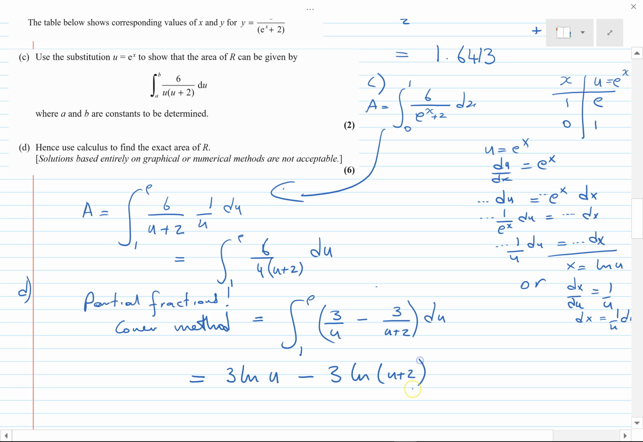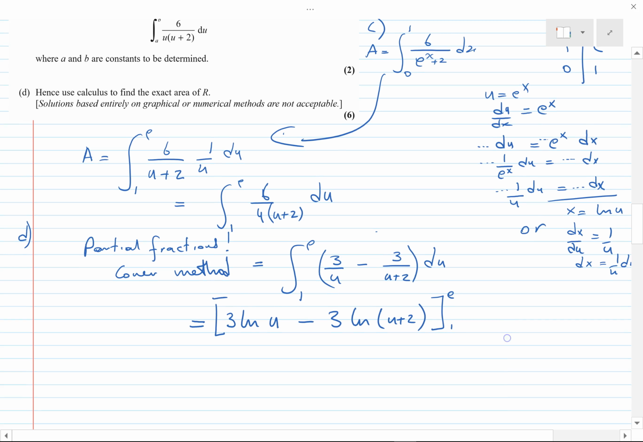Obviously it's not wrong, but it's just not required because we know that u is positive. The factors are both positive here. So here we go, that's what these two are integrated. 3 over u, because there's no constant here. Integral of 3 over u is 3 ln u. Integral of 3 over u plus 2 is equal to 3 ln (u plus 2). Go from e to 1.